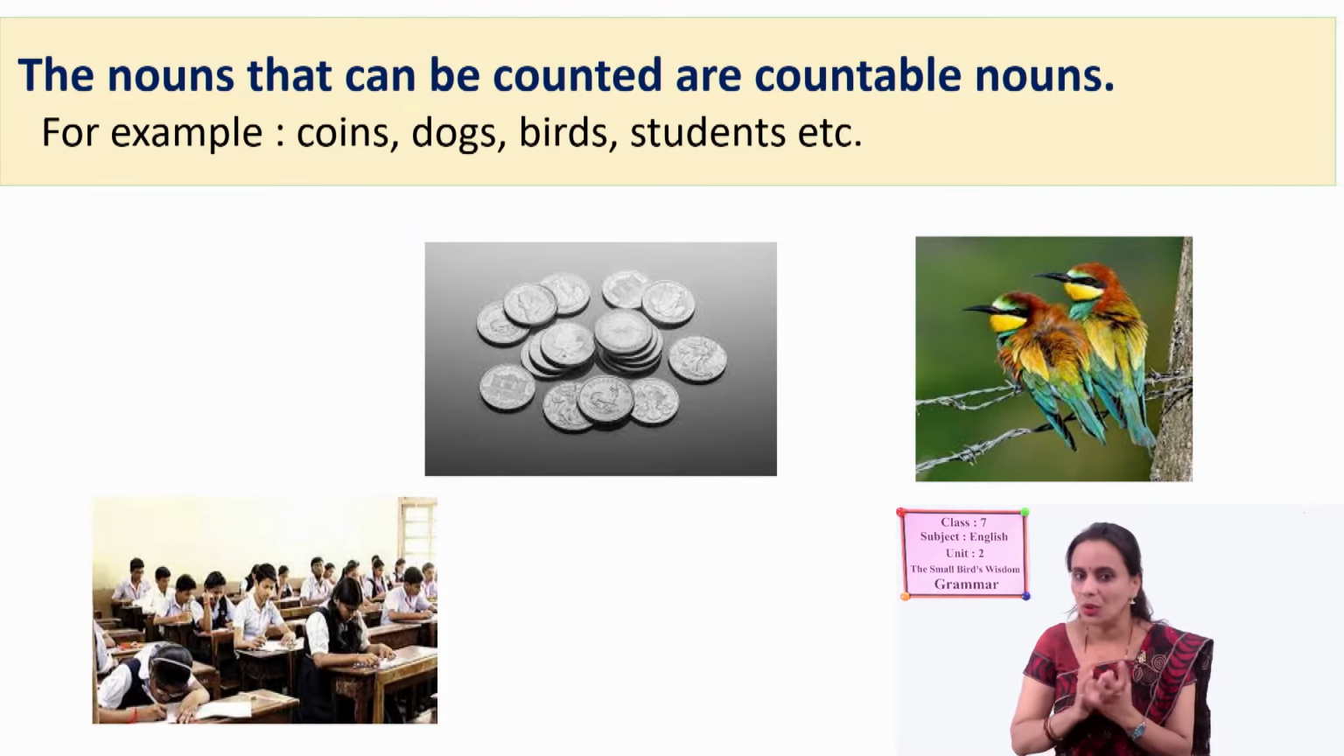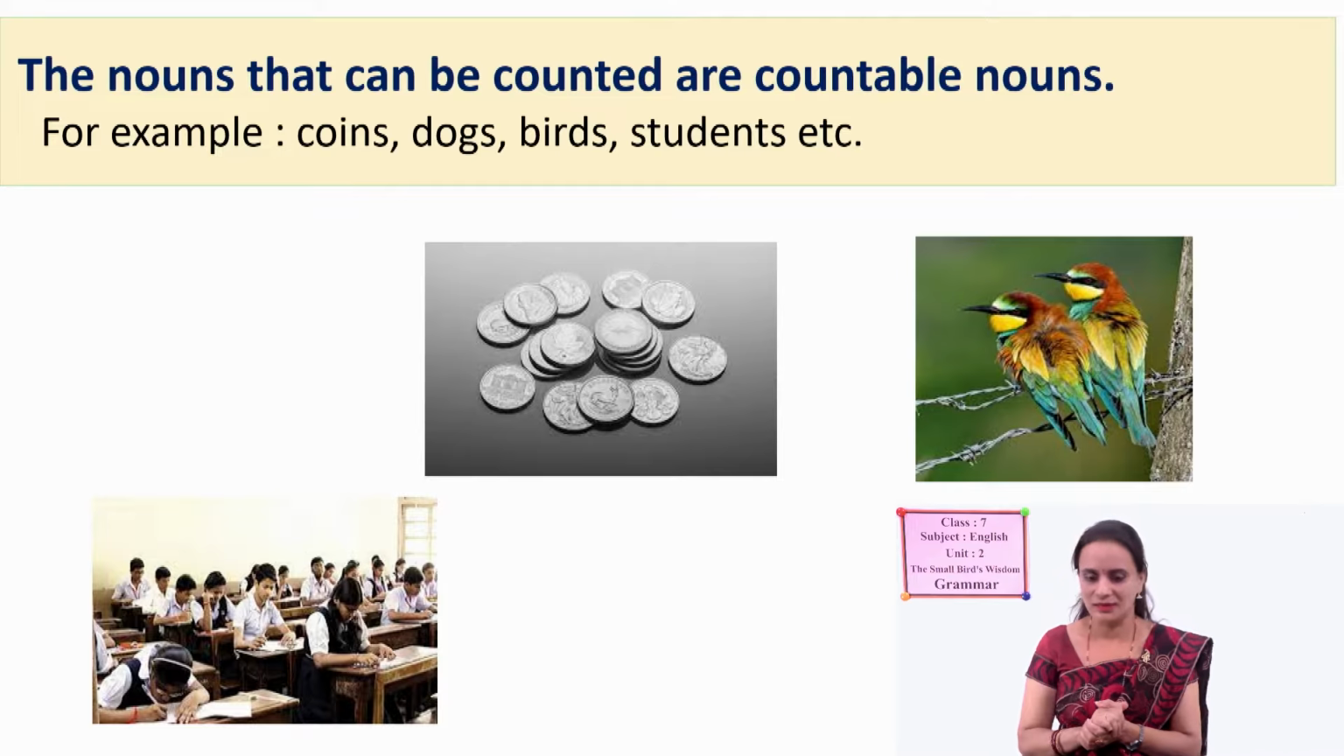You can count coins. You can see here in the picture also, isn't it? You can count dogs also. You can count birds. How many birds are here? 1, 2, isn't it? There are 2 birds and we can count it. And you can count the students in the class also, like you. And students can be also counted. So, the nouns that can be counted are countable nouns.